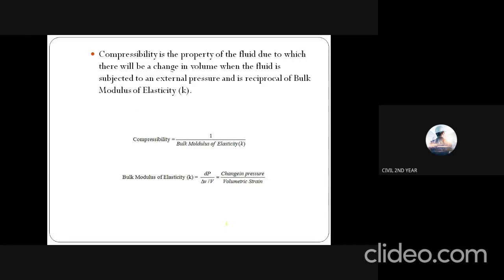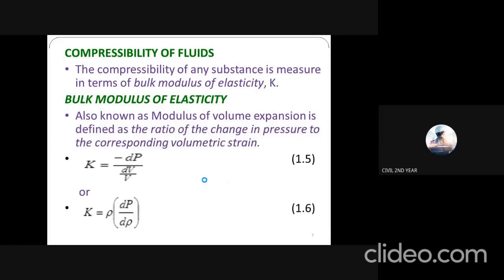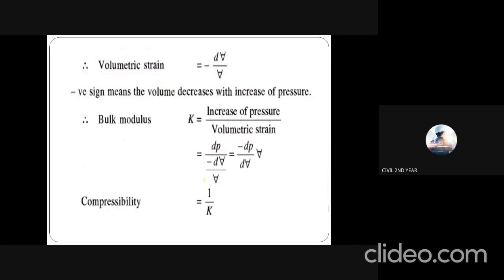The mathematical representation: compressibility is equal to 1 by the bulk modulus of elasticity, which we denote as K. The bulk modulus K is nothing but the change in pressure divided by the volumetric strain, so dP by del V by V. Note down the formula: bulk modulus of elasticity K equals dP by del V by V. So compressibility equals 1 by K, and vice versa. Now let's see a problem related to compressibility.